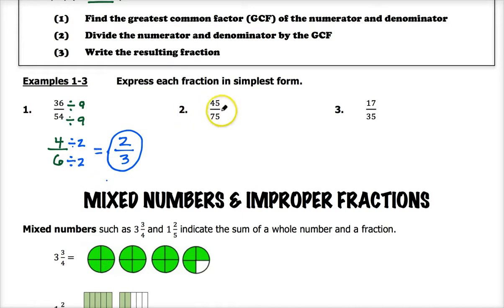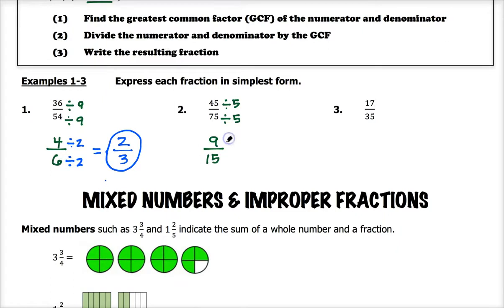Okay, number 2, 45 over 75. Divisibility rules help when you're reducing fractions. We know that both 45 and 75 are divisible by 5, since they both end in a 5. So 45 divided by 5 is 9, and 75 divided by 5 is 15. So I get the fraction 9/15. 9/15, however, is still not reduced because both 9 and 15 are divisible by 3. So we just need to keep going. 9 divided by 3 is 3, and 15 divided by 3 is 5. So this fraction reduces to 3/5.